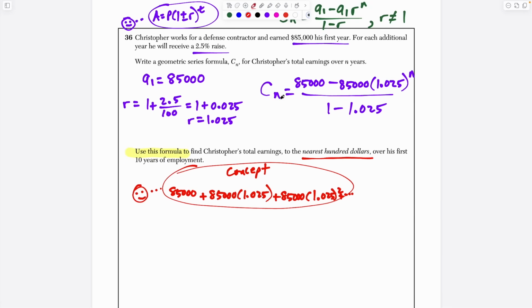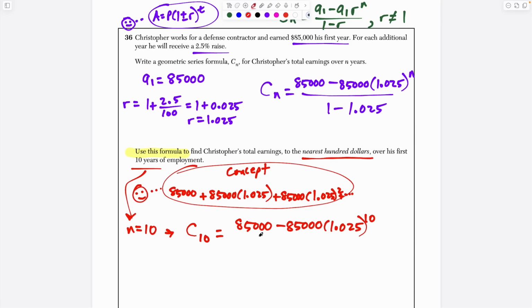So here we're going to say 10 years of employment is telling us to plug in n equals 10, which is going to give us C sub 10. See, I'm replacing the n over here with 10. C sub 10 equals 85,000 minus 85,000 times 1.025 to the power 10, and we're dividing all of this by 1 minus 1.025.